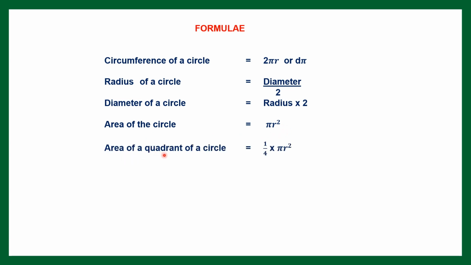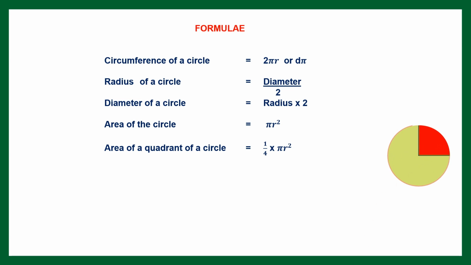Area of a quadrant of a circle. Now, what is a quadrant of a circle? This figure that you can see here in red is the quadrant of a circle. That is, there are 4 quarters in a circle. If you have to divide the circle into 2, you get 2 halves. Each half is called a semicircle. If you have to divide it into 4 parts, each part is a quadrant.